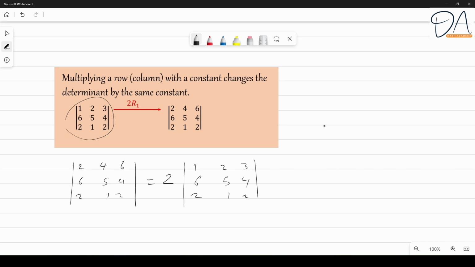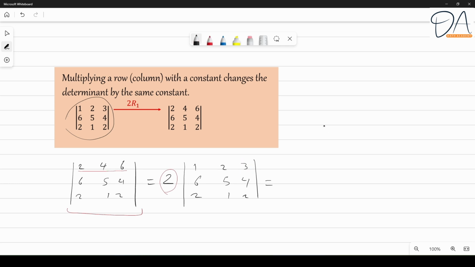Another way to think of this is that you can also take a common number out as a factor. So if we're starting with this determinant here, we look at the first row, we see that 2 is common. So we can take 2 as a common factor from the first row, so it comes out, and then we divide that row by 2. So 2 by 2 gives 1, 4 by 2 gives 2, 6 by 2 gives 3.